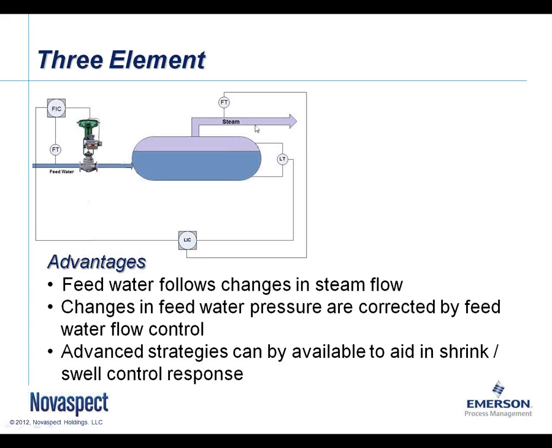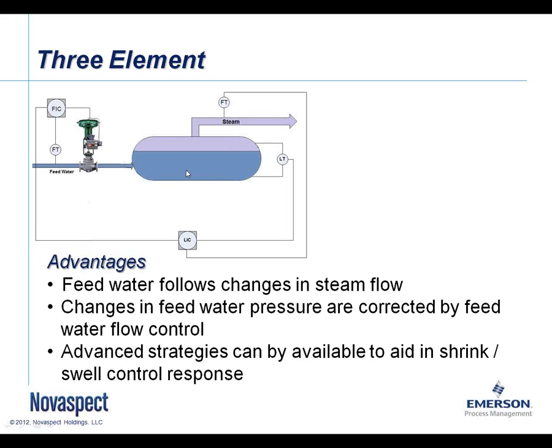Now, three-element control works pretty well. We have the steam flow. You notice we've added another controller for feed water flow, and we have a feed water flow transmitter. This allows us to address those upsets in the feed water flow side of things. It also allows us to address things like shrink-swell phenomenon due to increases in steam flow, and sometimes firing rate.